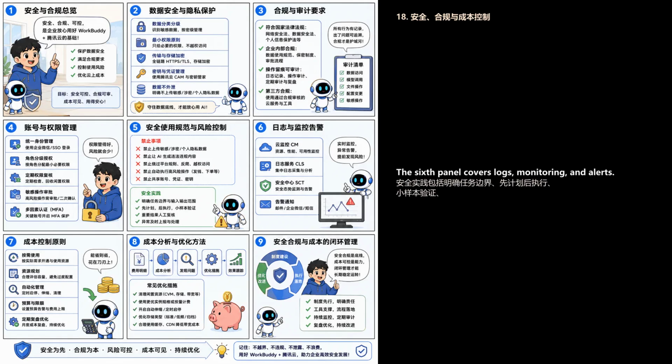Cloud Monitor, CLS Log Service, Security Center, and alert notifications can monitor resources, performance, availability, logs, and security posture. When anomalies appear, notify the owner promptly. The seventh panel covers cost control principles. Use resources on demand, plan resources reasonably, manage automation, set budgets and limits, and review costs regularly. Cloud resources do cost money, so money should be spent where it creates value.